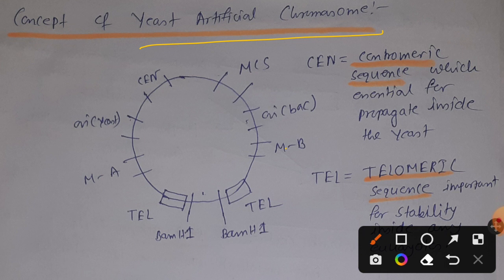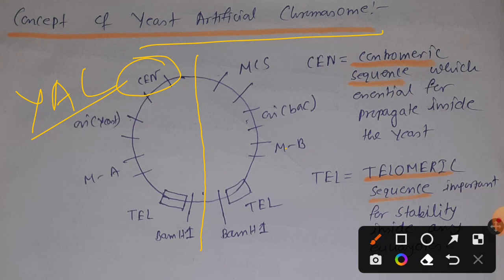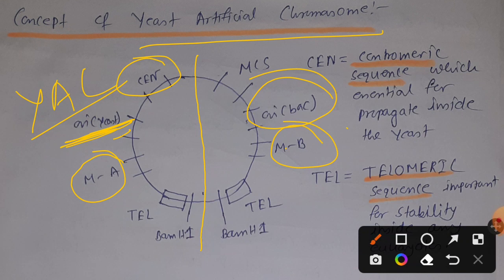For propagation of YAC, that is the short form of yeast artificial chromosome, inside yeast, there should be a centromeric sequence. Then there will be an origin of replication for yeast and also an origin of replication for bacteria. There should also be a marker gene that will help us to distinguish YAC-containing yeast cells, and also a marker gene that will be helpful in bacteria when our YAC is inside bacteria. There will also be a multiple cloning site, and two telomeric sequences will be present for the stability of YAC inside yeast.